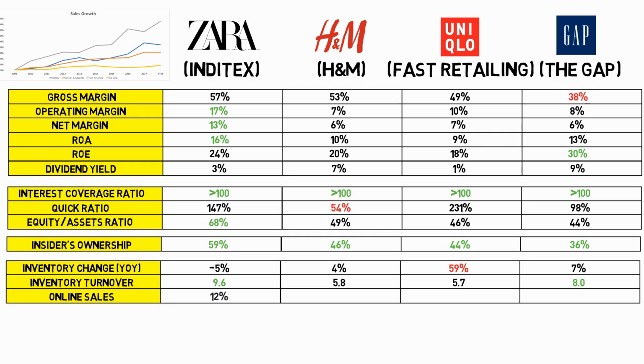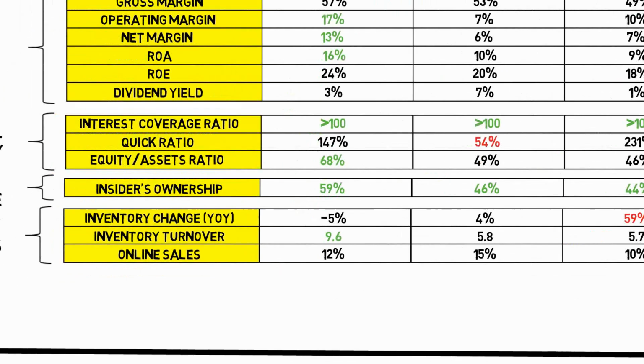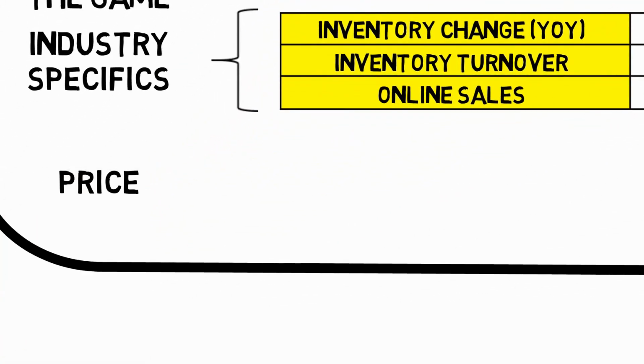Regarding online sales, Gap stands out as the most successful adopter of this new trend. At this point, I'd probably say that Inditex looks like it's the best pick. It's not weak anywhere really, and it's also the strongest company in many aspects. But we're missing something. Oh, the price.